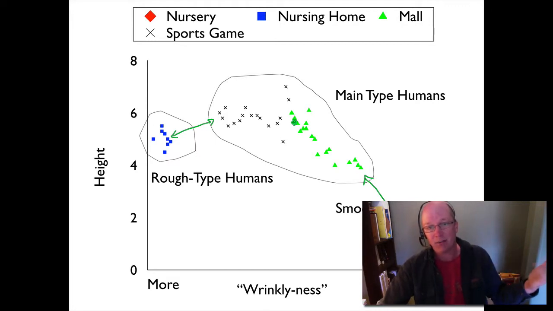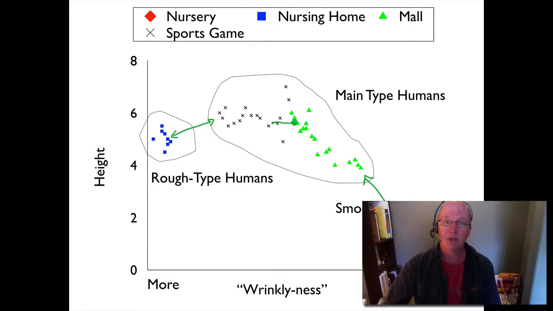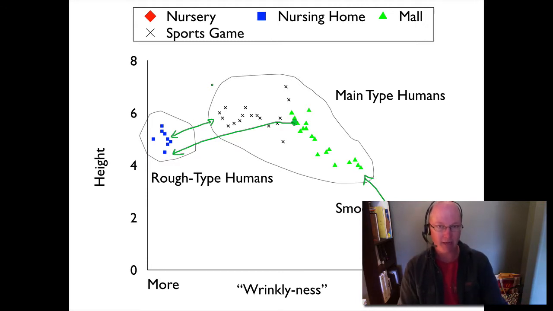Then as you get a little bit further along in your life cycle, you get a little bit more wrinkly, right? You might shrink a little bit because you're getting a little less tall, and you wind up over here in the rough type humans. So smooth type humans are the progenitors, rough type humans are the results of human life cycle, and the main type humans is where most humans spend their time. And this is a conclusion that aliens could draw by doing this type of analysis.